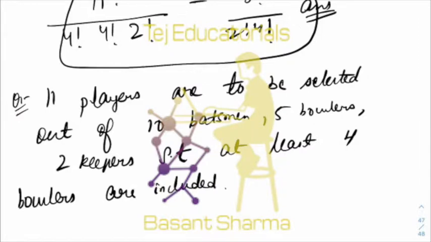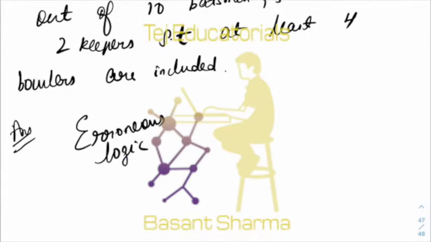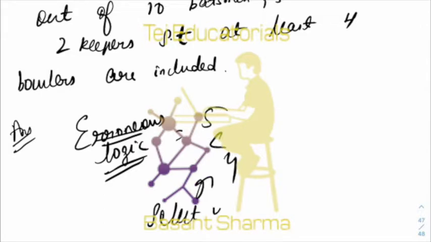Okay, now you see, first of all, let me just point out what would be an erroneous logic to apply in this case. You see, there would be a tendency to do something like this: 5C4, select 4 bowlers out of 5.